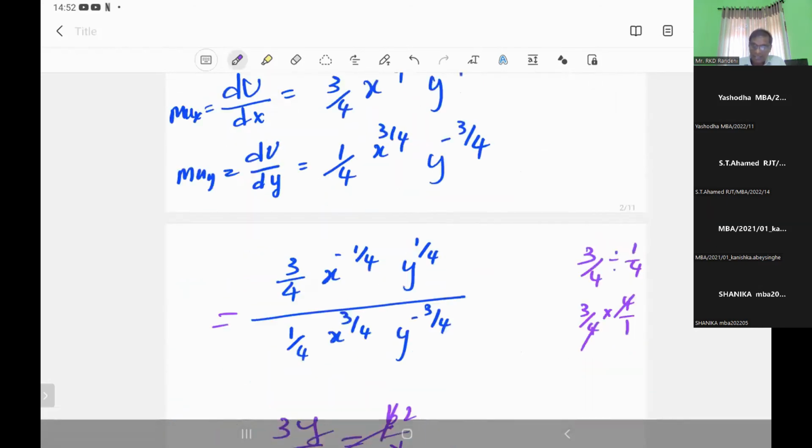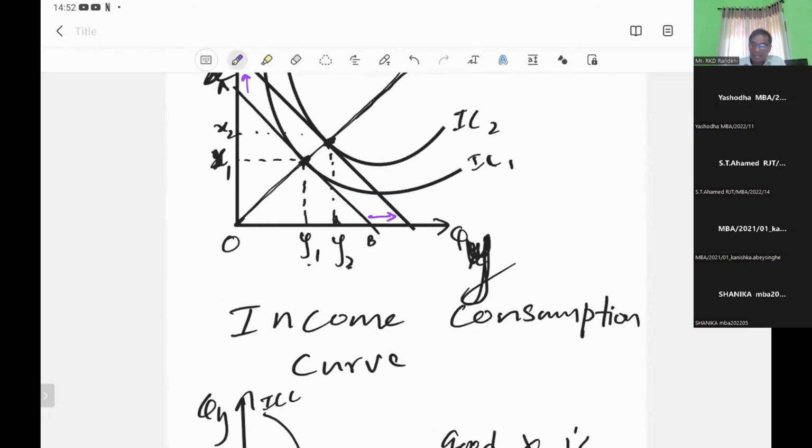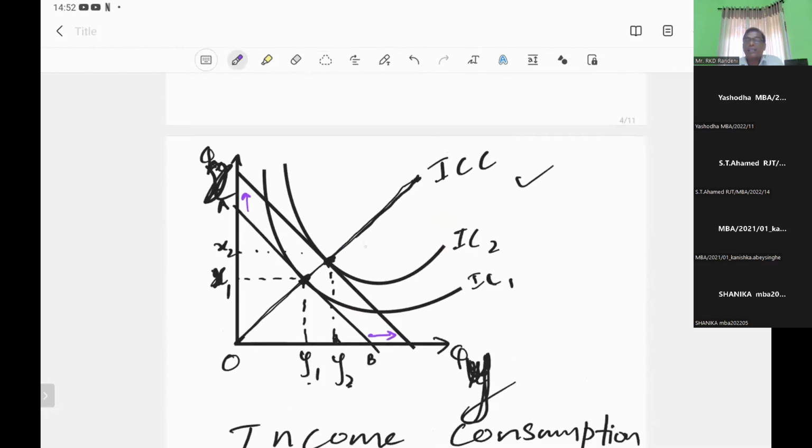Not there. Right. Now ICC. Change in consumer income and equilibrium points. You can join the equilibrium points, then you can derive the ICC.